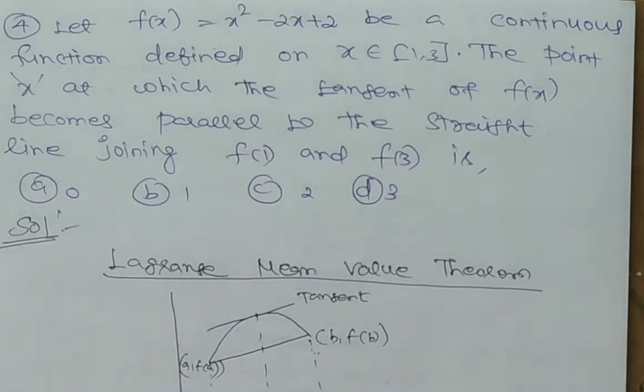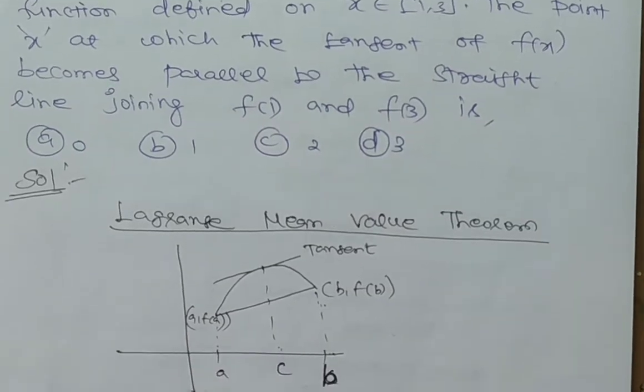Let f of x equal to x square minus 2x plus 2 be a continuous function defined on x belongs to closed interval 1 comma 3. The point x at which the tangent of f of x becomes parallel to the straight line joining f of 1 and f of 3 is option A 0, option B 1, option C 2, option D 3.